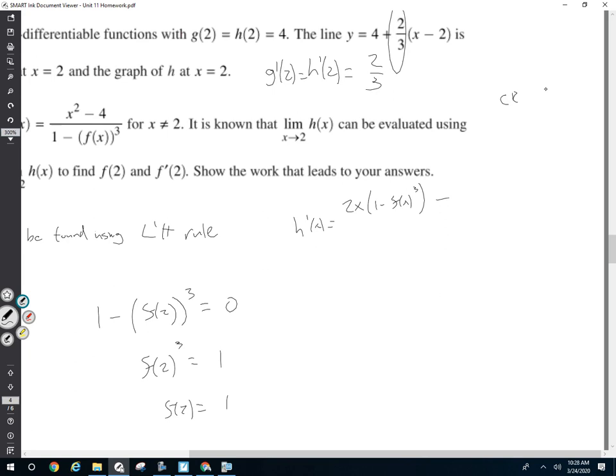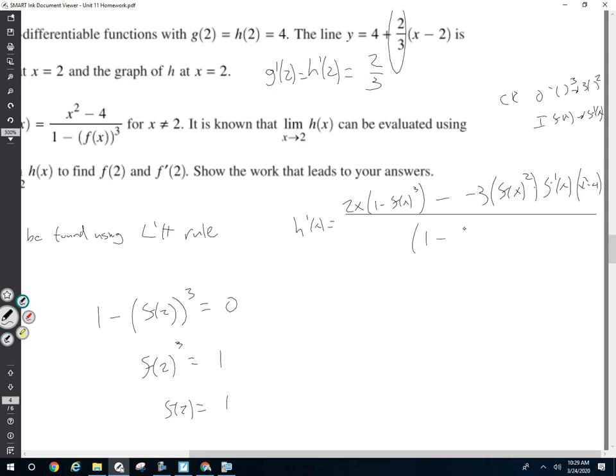Chain rule for the bottom. The outside is the cube. The inside is f of x. So the derivative of the outside is 3 stuff squared. The derivative of the inside is f prime of x. So the derivative of the bottom would be, this negative has to be in play too. So that'd be negative 3 f of x squared times f prime of x. That's times the top, x squared minus 4, all over the bottom squared. This is phenomenal. But watch, it won't be that bad.